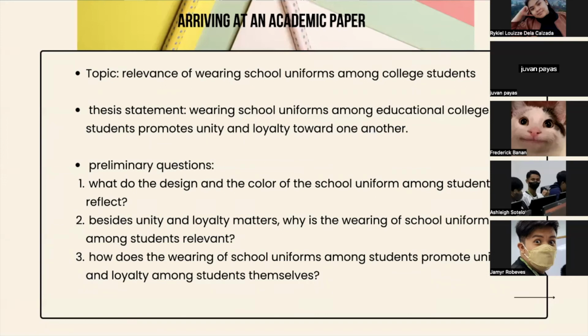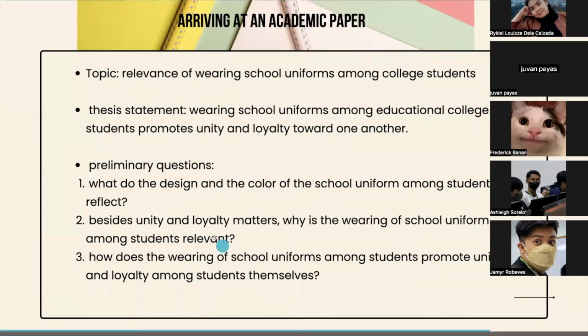Now we have placed preliminary questions. For example, what do the design and the color of the school uniform among students reflect? Besides unity and loyalty matters, why is the wearing of school uniform among students relevant? And third, how does the wearing of school uniforms among students promote unity and loyalty among students themselves? So these are what you're going to find out in your research.